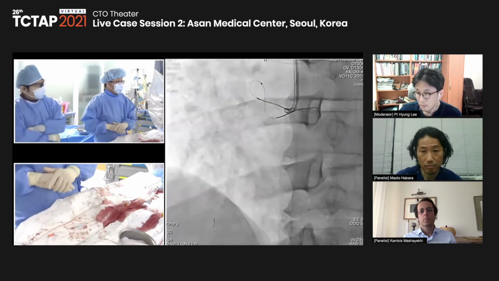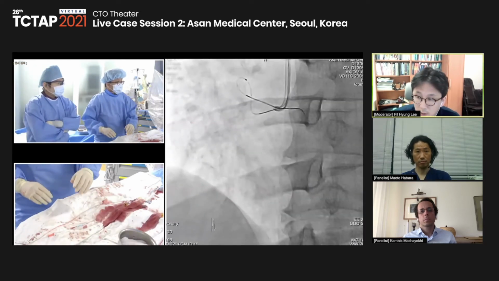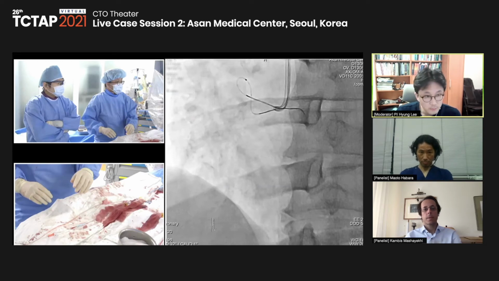Next. As you saw, this is an RCA CTO case, and at the starting point there was a definite CTO at the proximal segment. I'm not sure whether it was a tandem CTO or not, but there may have been some microchannel at the distal, but definitely there will be a large amount of plaque at the distal RCA as well. The point is that there are two major RV branches at the island, which I think we have to save if possible.